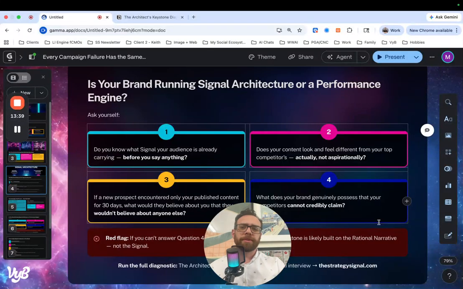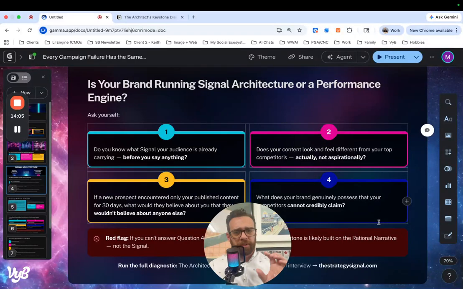So what does this have to do with you? Is your brand running signal architecture, or is it running a performance engine? And so here's 4 questions you can ask yourself. Do you know what signal your audience is already carrying? What are the illogical, psychological things that they are carrying in their minds, as Rory Sutherland would say, in their hearts, because that's what's really going to drive buyer behavior.